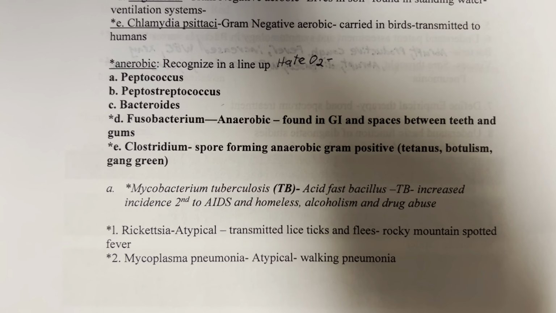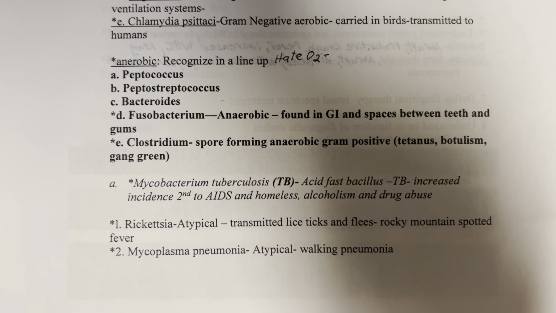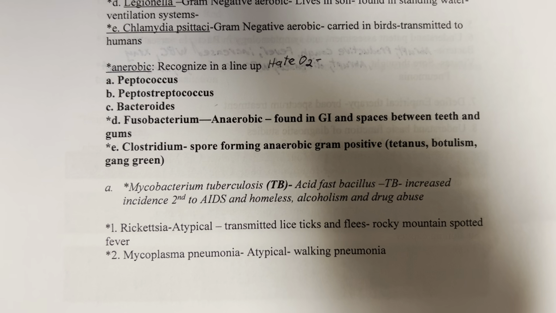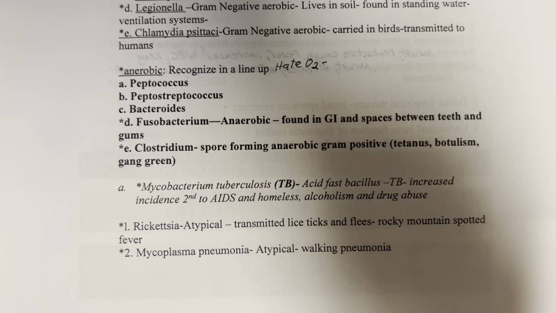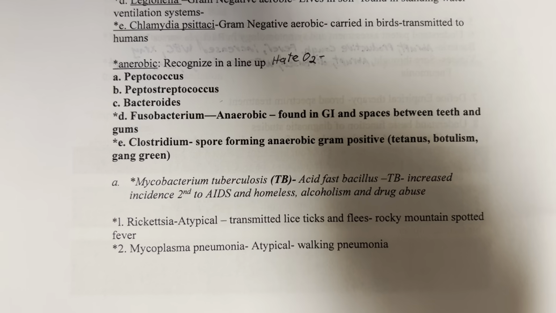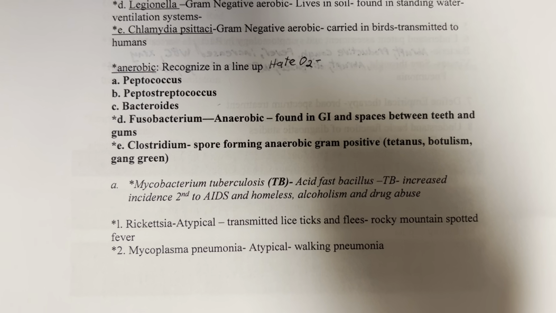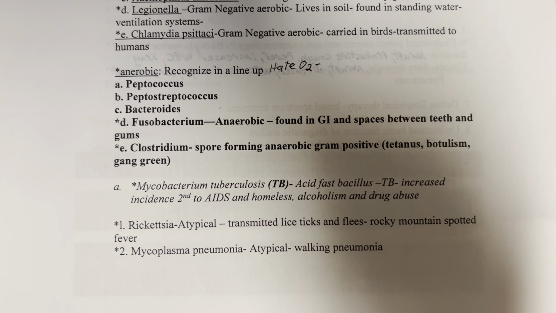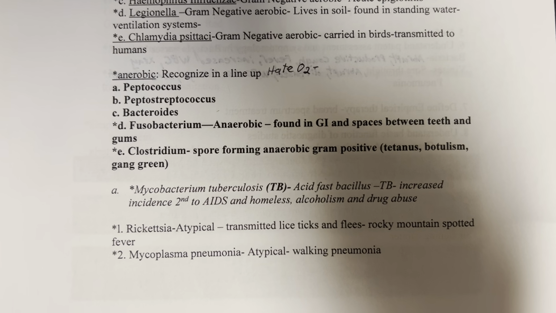Mycobacterium tuberculosis, acid-fast bacillus, TB, has increased incidence second to AIDS, and homelessness, alcoholism, and drug abuse are to blame.